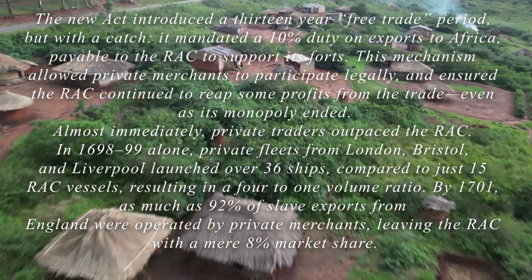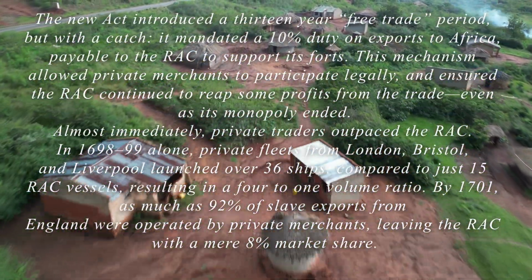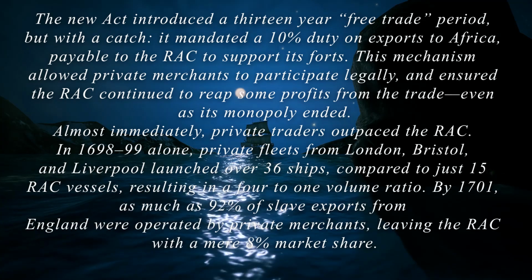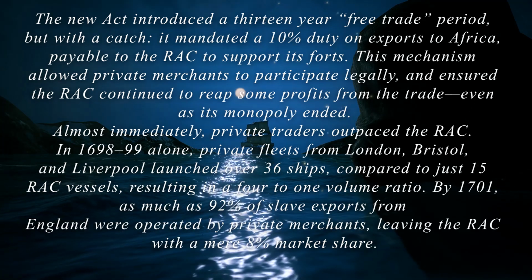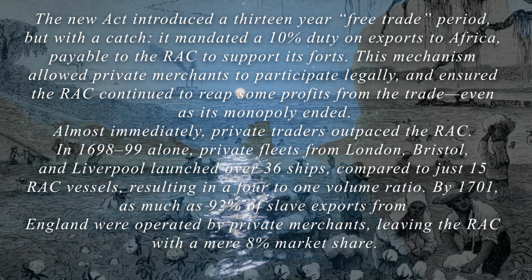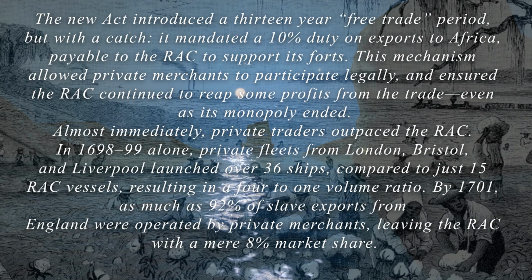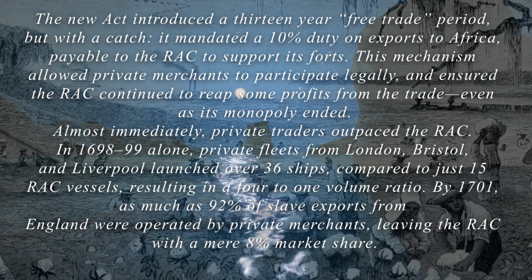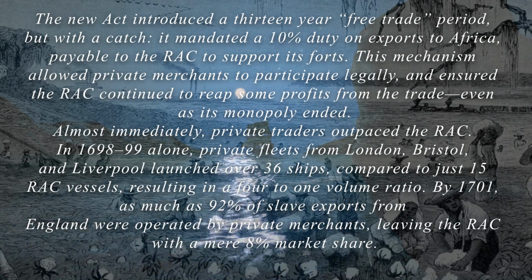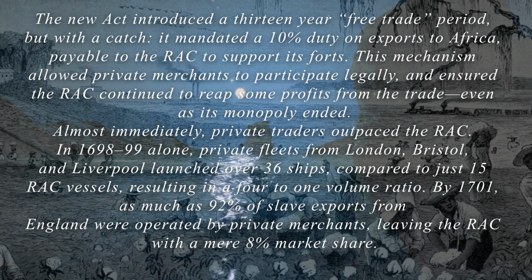Almost immediately, private traders outpaced the RAC. In 1698–99 alone, private fleets from London, Bristol, and Liverpool launched over 36 ships, compared to just 15 RAC vessels, resulting in a 4-to-1 volume ratio. By 1701, as much as 92% of slave exports from England were operated by private merchants, leaving the RAC with a mere 8% market share.